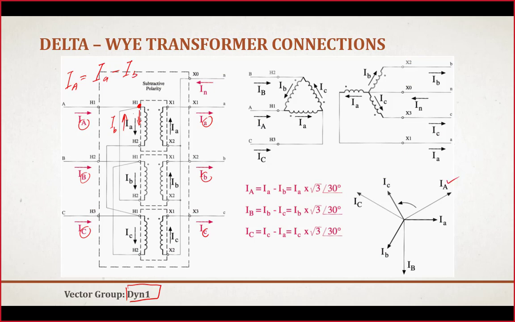Capital IA will lead the corresponding phase current by 30 degrees, and this small ia will be exactly in phase with this one, and when it comes out of the Y, it will remain the same as it is, because the Y connection does not produce any phase difference in current. It produces a phase shift in voltages, line and line-to-line voltages. And the same is here for B and C, and this is what we get here as a result.